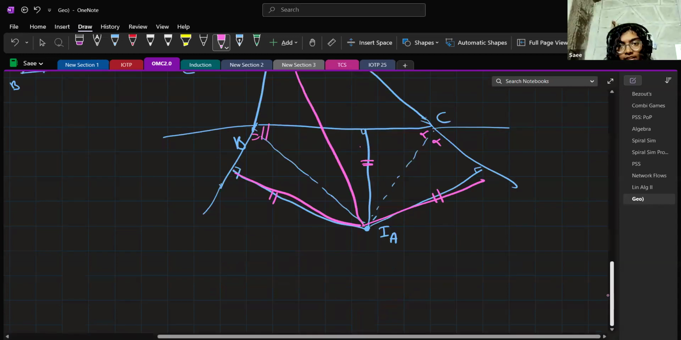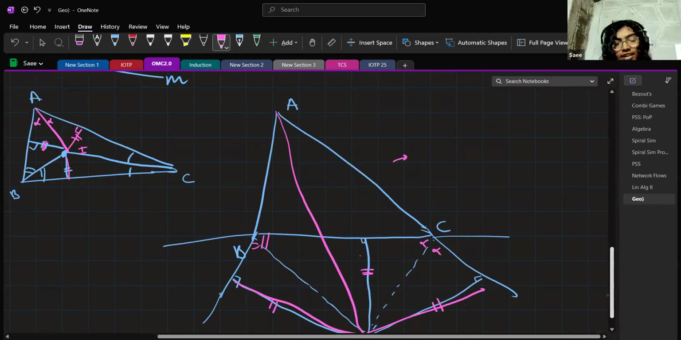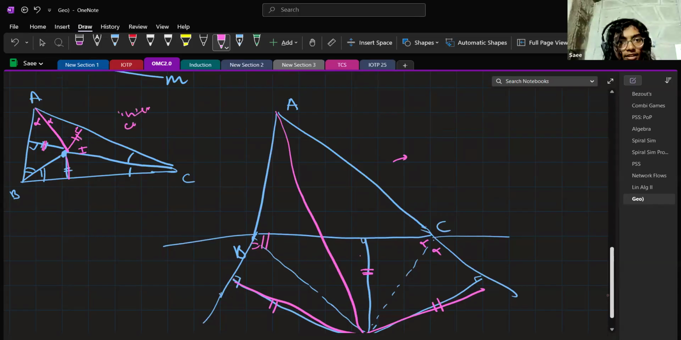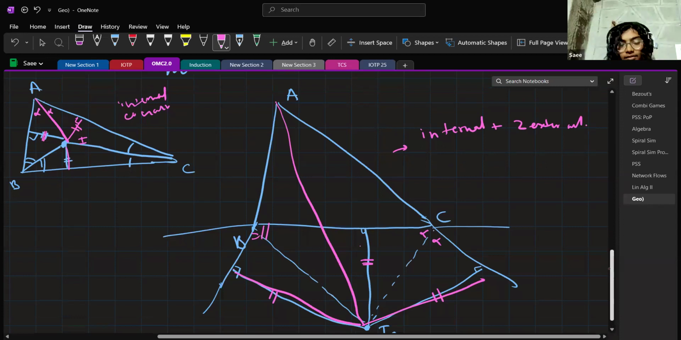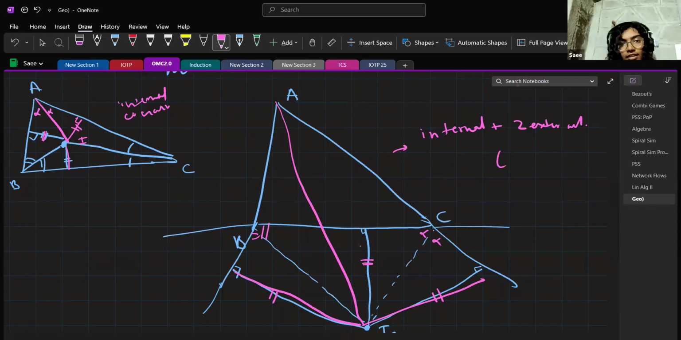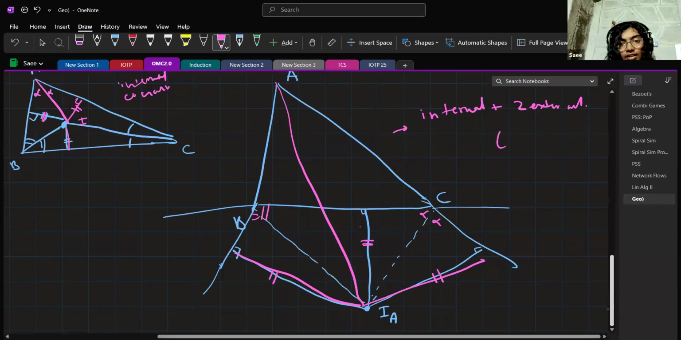So in fact, what we have here is not just that the three internal angle bisectors concur, but also that one internal angle bisector and two external angle bisectors also concur. It's not too obvious why this third one holds. Maybe something to think about is how do you know that this point will not lie on the external angle bisector of BSC?